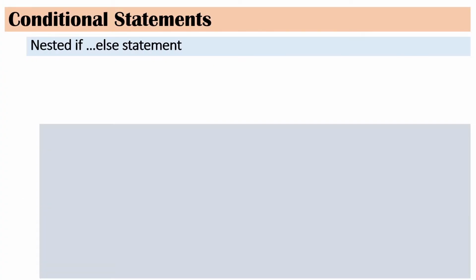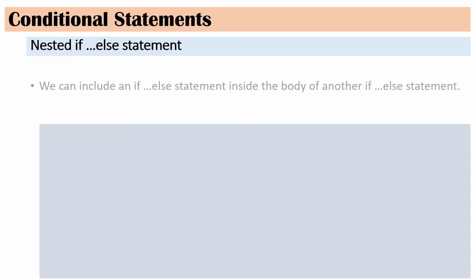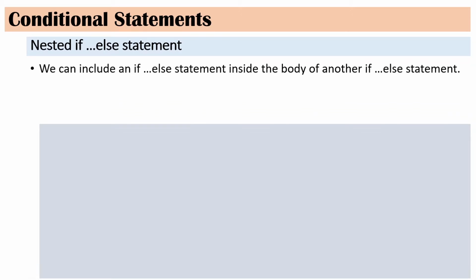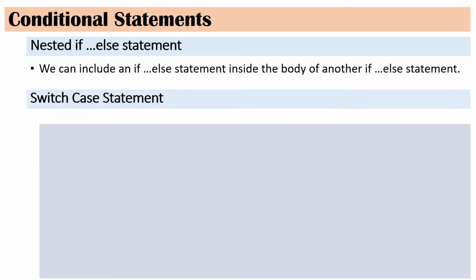The next is the nested if-else statement. We can also include an if-else statement inside the body of another if-else statement. So this is called a nested if-else statement. A nested if-else statement is not a different if-else statement block. This is just the use of multiple if-else statements inside another if-else statement. That's called a nested if-else statement. So this is very easy.